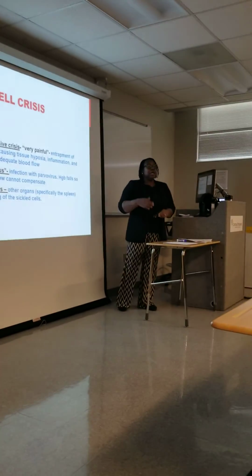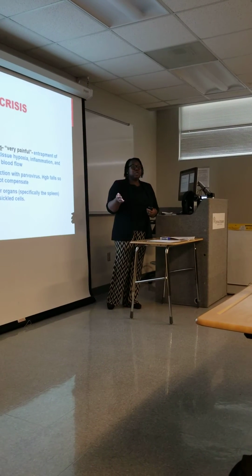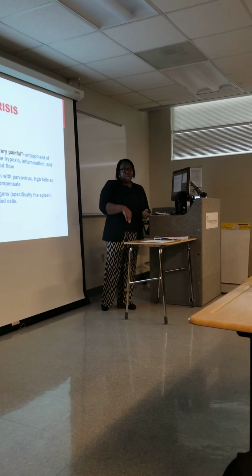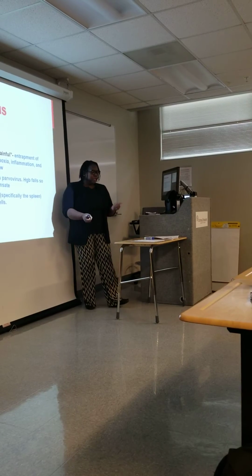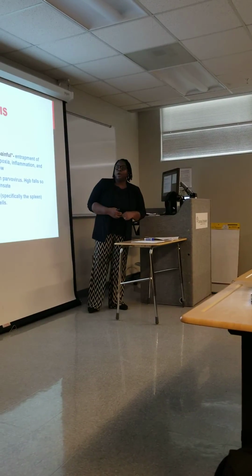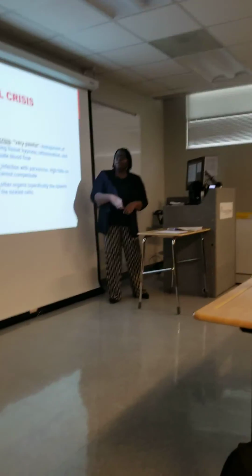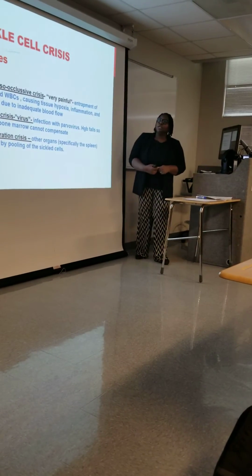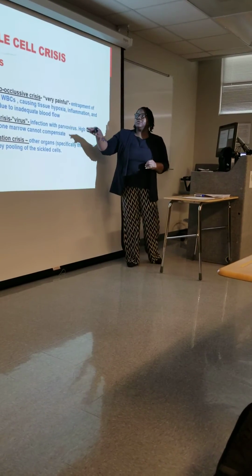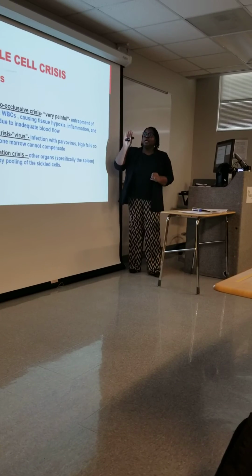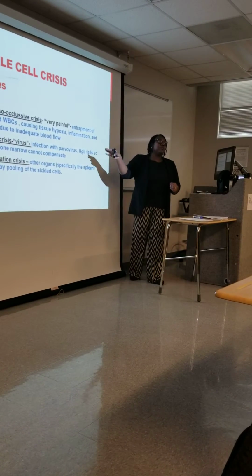And then in the adults, the organ that's most likely to be affected are the lungs. So children, the spleen; with adults, the lungs. So let's talk about these 3 different crises for a second. So we have our acute vaso-occlusive crisis. This one is the one that causes all of the pain.